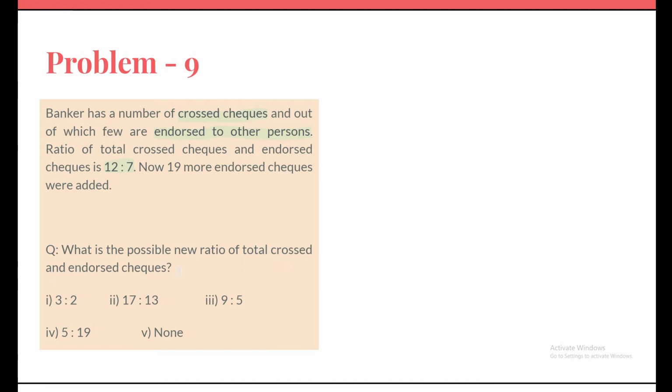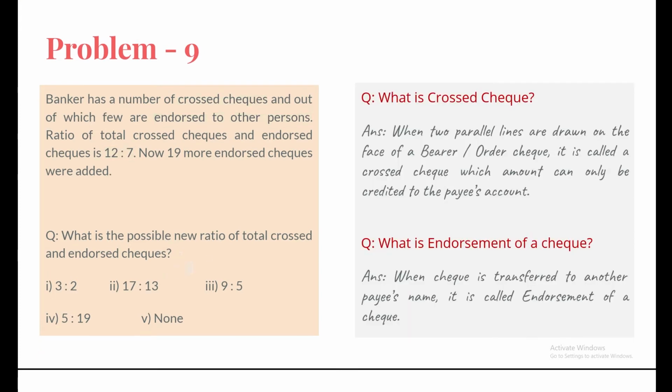So you can try it yourself, and before going to the solutions, let's look at the definitions of endorsement and cross checks. So what is a cross check? When two parallel lines are drawn on the face of a bearer or order check, it is called a cross check, which amount can only be credited to the payee's account. So no one can get the cash out from the bank. It will get directly credited to the payee's account.